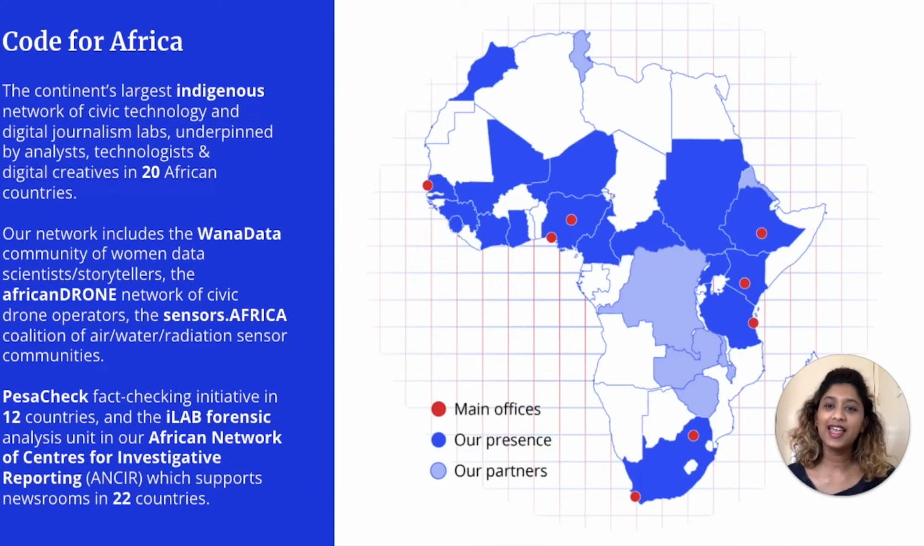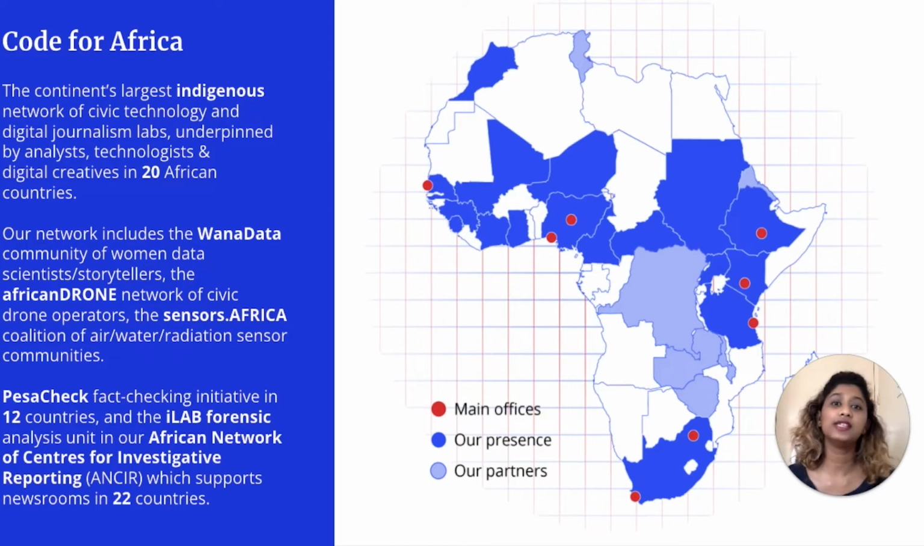Code for Africa is Africa's largest civic technology organization. So, what this means is that we use data to create tools that aid in government accountability and informed decision making. Our team is made up of analysts, journalists, technologists, and designers distributed all through Africa and some in Europe.